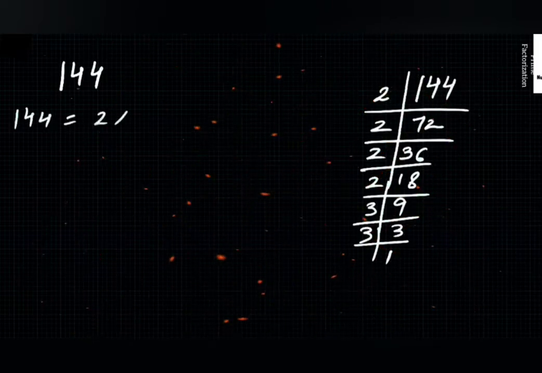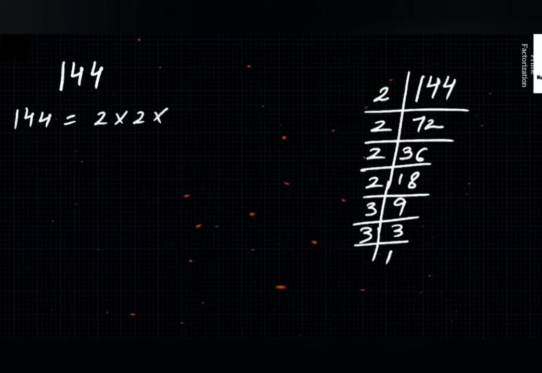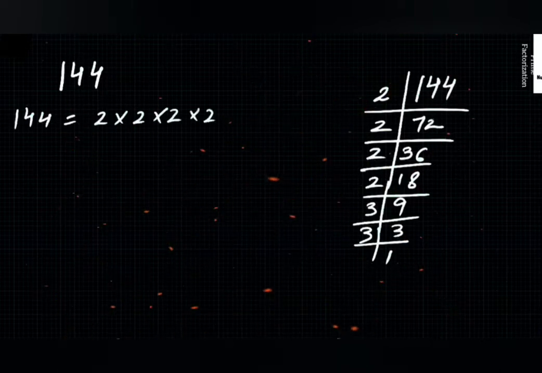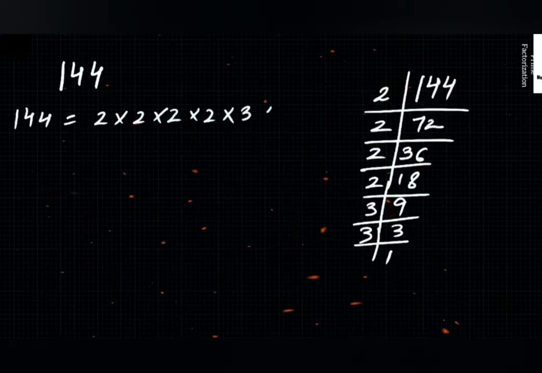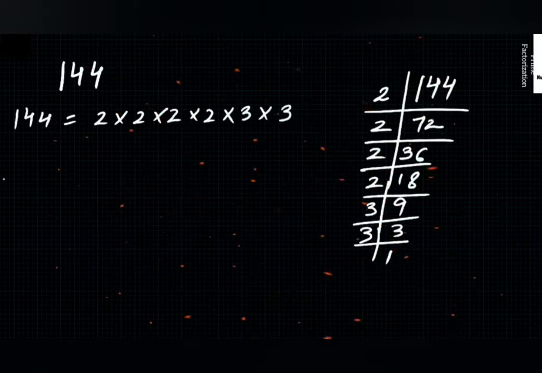Now the second step is to write all the prime factors. So let's write. First of all count the 2s, then 3 times 3. So these are all the prime factors.